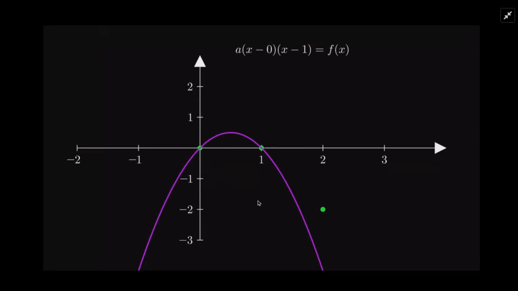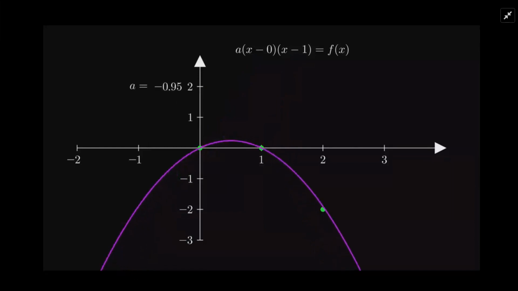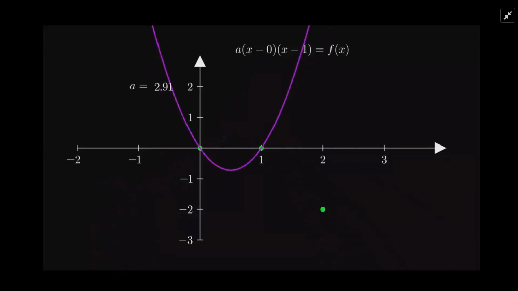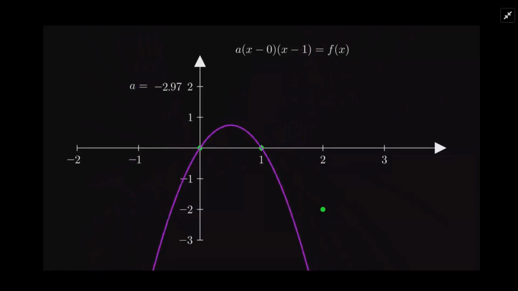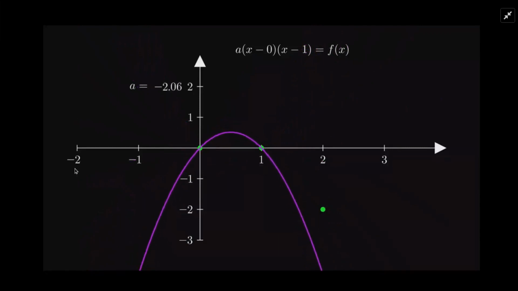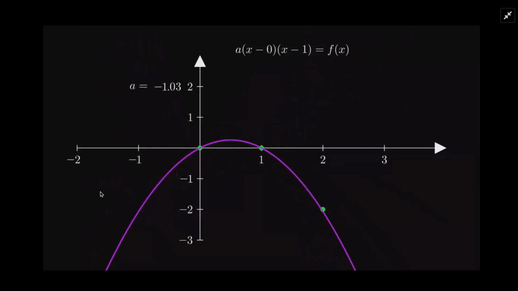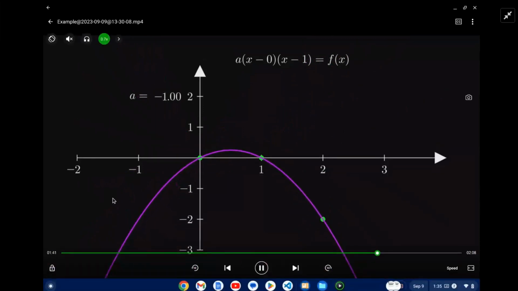So in factorized form, it's x minus 0 and x minus 1, times some number a. Let's run through this again. What happens as a changes? There's a -2. You see it changes. The roots stay fixed. And so we want to include this point here. It's going to be negative something. By experimentation again, a is -1.